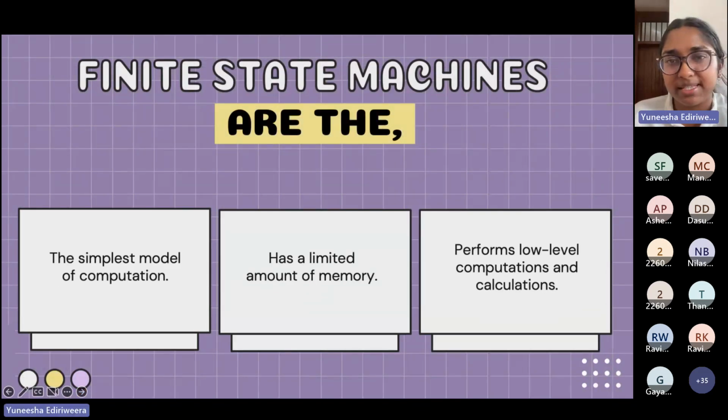In our previous presentations, some of our batchmates talked about other models of computation like Turing machines, recursive functions, and so on. But unlike those, finite state machines are a less complex model. Therefore, it is the simplest model of computation. Because of that, it has a very limited amount of memory, and therefore it performs very low-level calculations and computations.